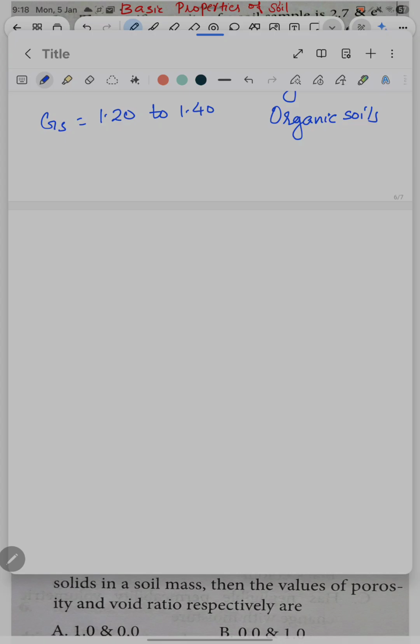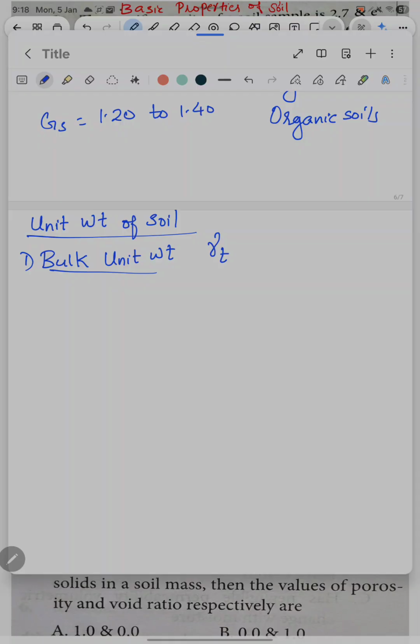Okay, let's learn some more equations. After that we move into the questions. Next we are going to study unit weight of soil, the different types of unit weight. First type is bulk unit weight of soil, denoted by gamma T. Bulk means total, gamma T. Or we can say wet unit weight. Bulk unit weight is also called wet unit weight.